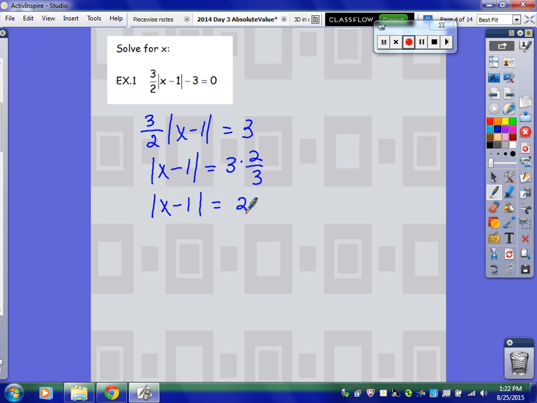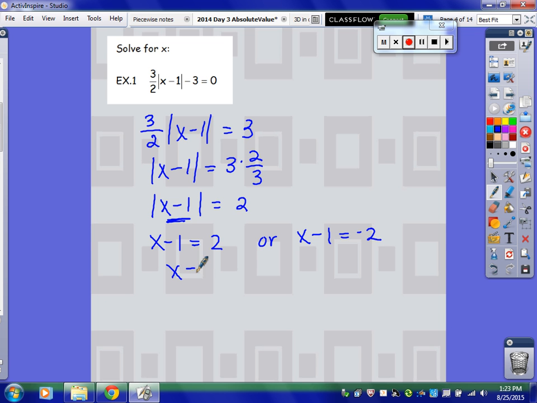We've isolated our absolute value, and because the value in here can be positive or negative, that's why we break it into two equations. We're going to make x minus 1 equal positive 2, or x minus 1 equal negative 2. So we're going to find out both solutions here. We know we have two solutions because we saw that our graph touches the x-axis twice.